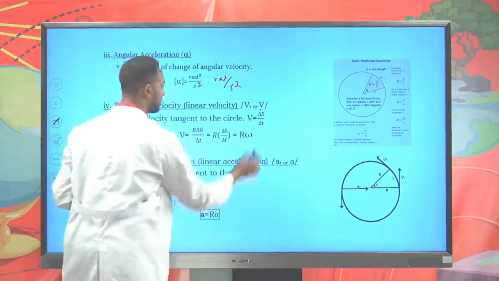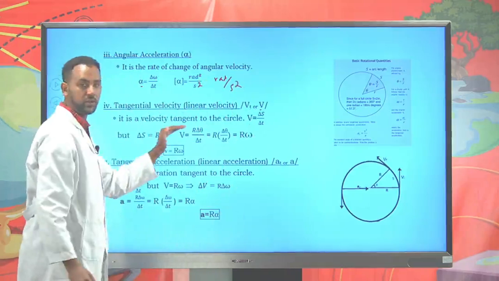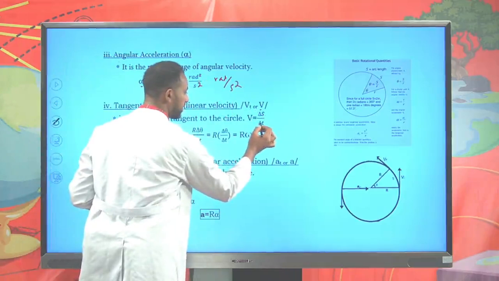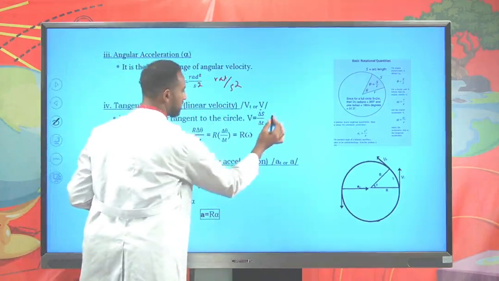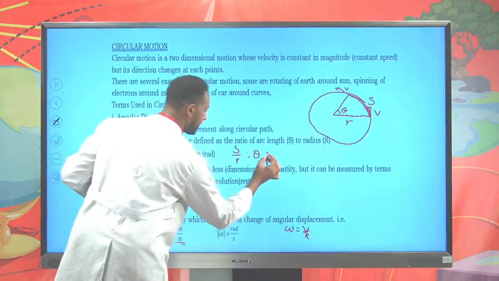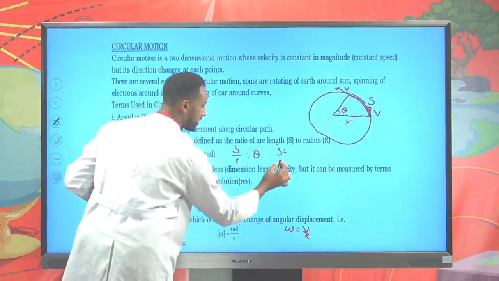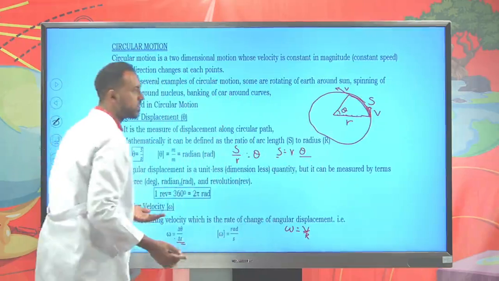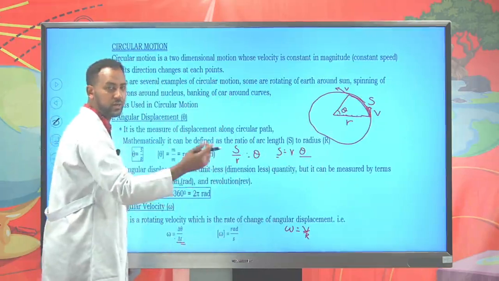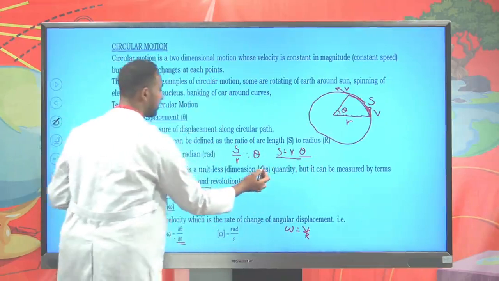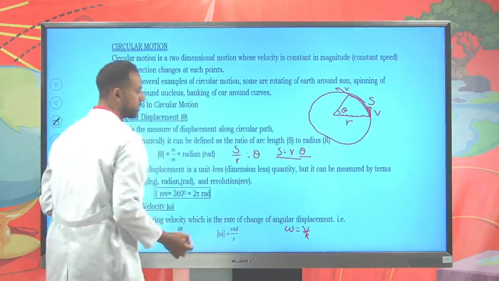Previously you have said that this is v, and linear velocity is generally expressed as the change of linear displacement over time t. And previously we have seen that s can be given as r times theta. Theta is angular displacement, s is a linear displacement, or arc length. So the relation can be given as s equals r times theta.